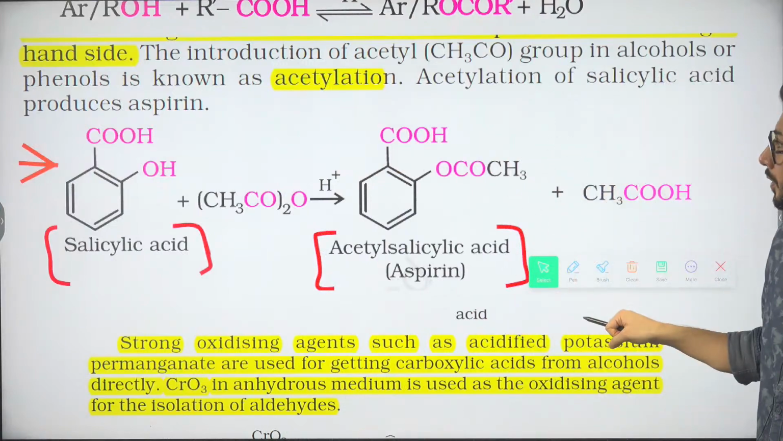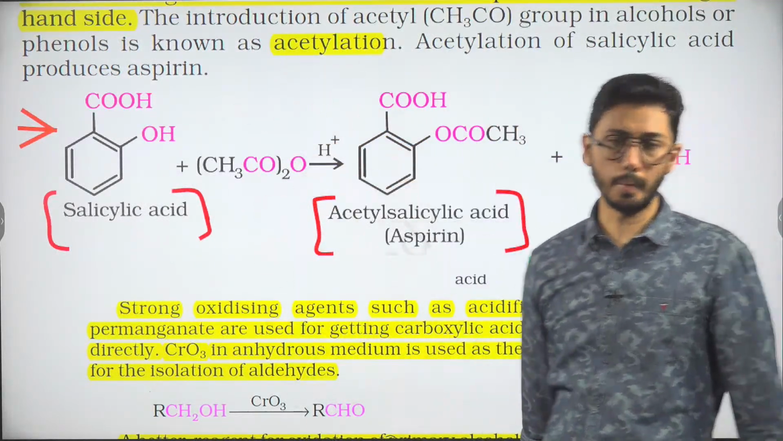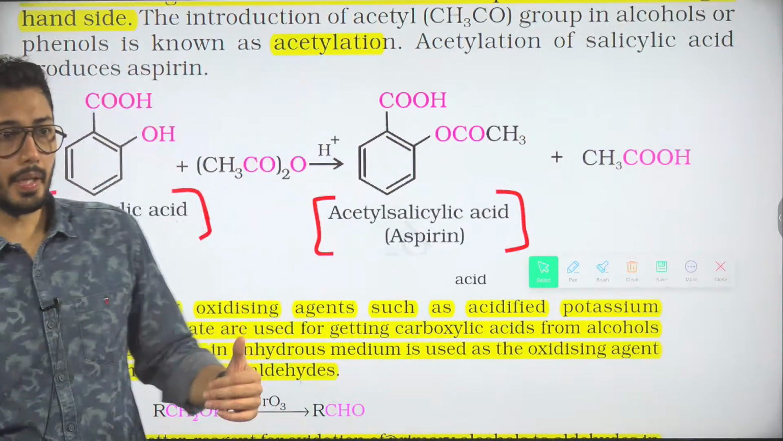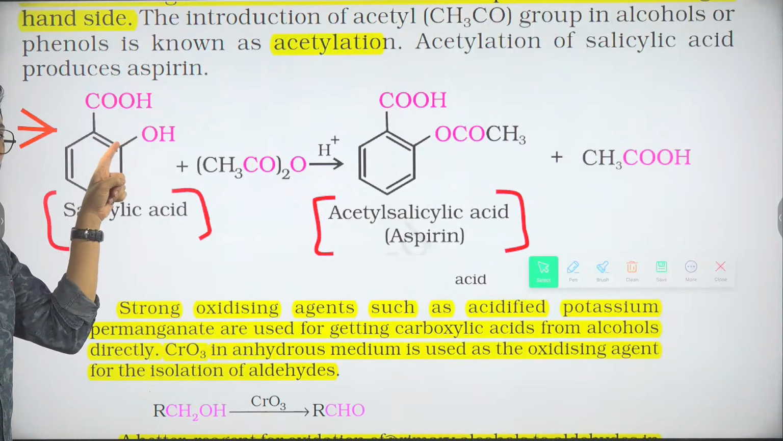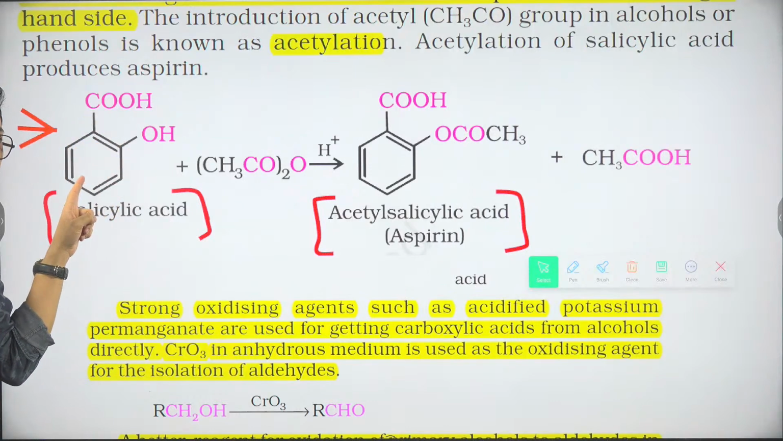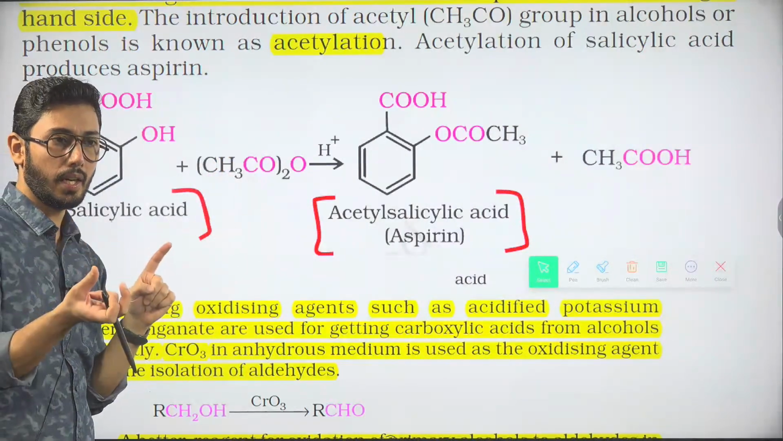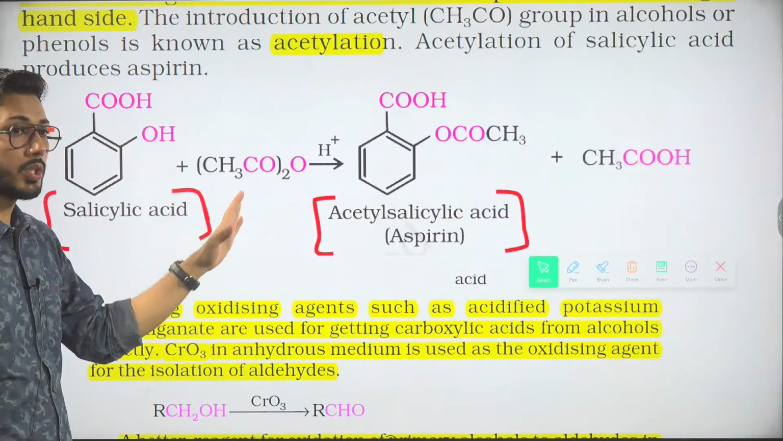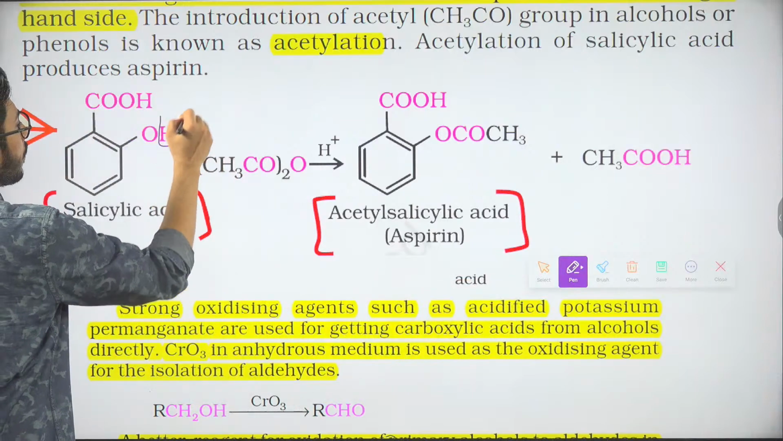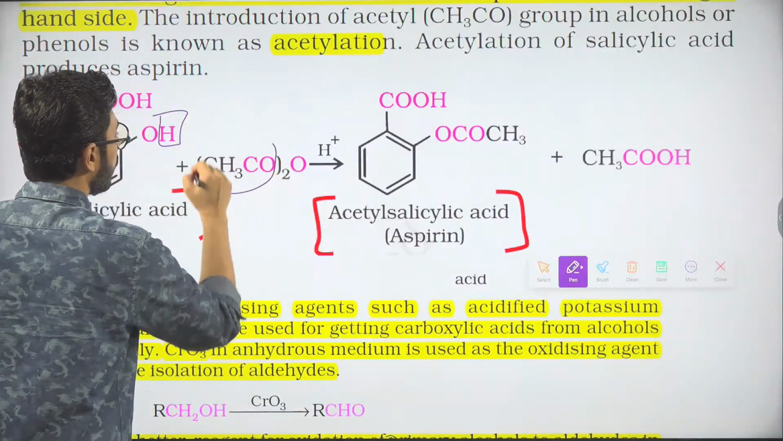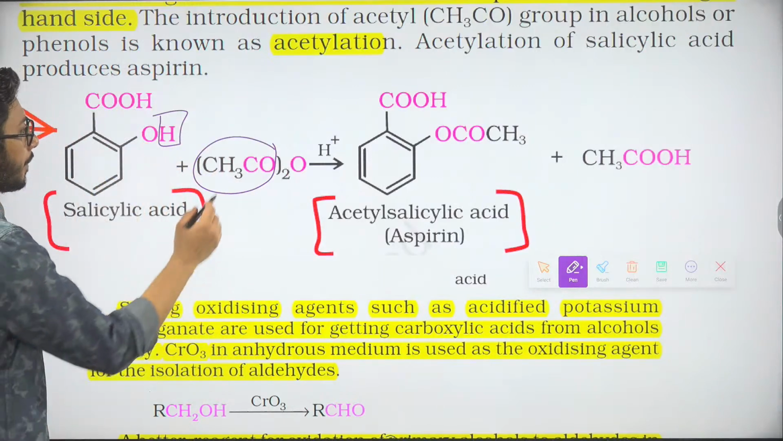Now using it here: acetylation of salicylic acid produces aspirin. This line at least remember. Aspirin is prepared from salicylic acid, or the other name, orthohydroxybenzoic acid. By which reaction? Again, acetylation. What can be taken here? We can take anhydride, we can take acetyl chloride. The reaction is acetylation. OH will leave from here, and here one COCH3 will substitute finally.